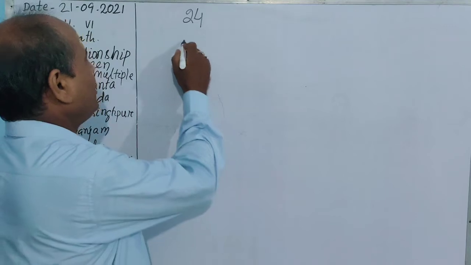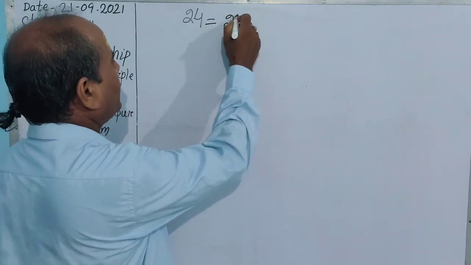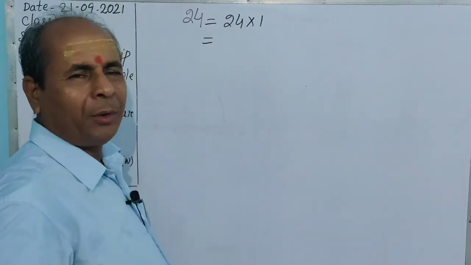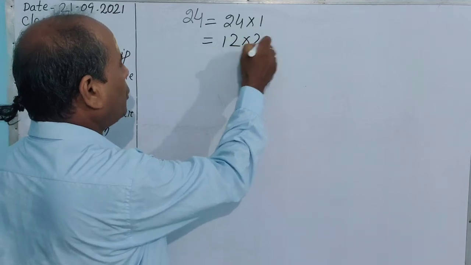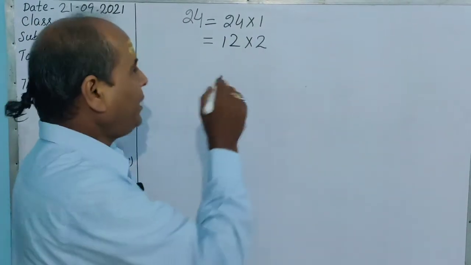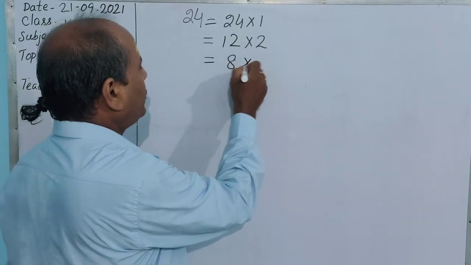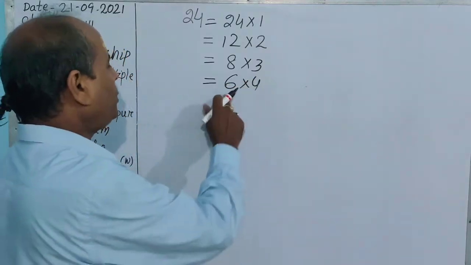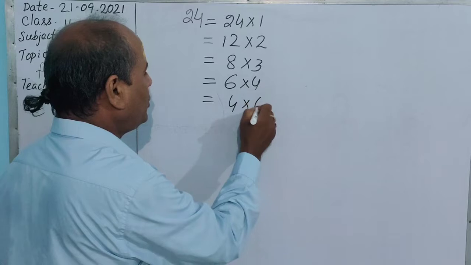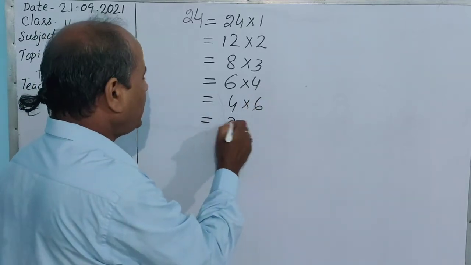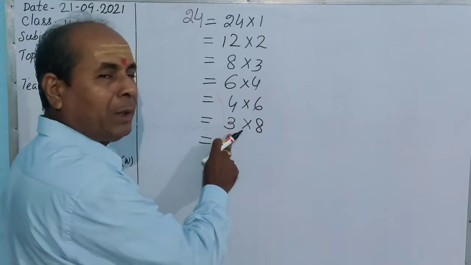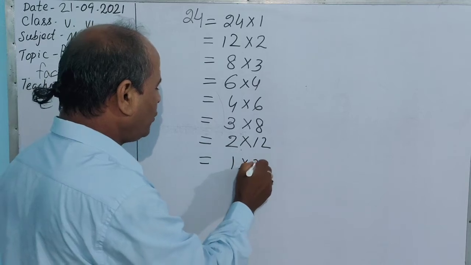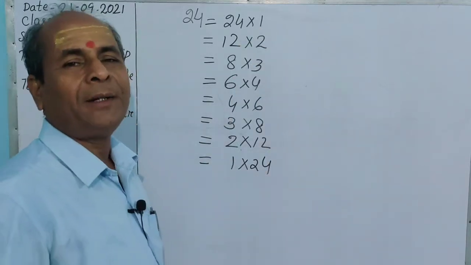So what do we write? 24 is equal to 24 cross 1. Next, how will we get 24? Just below 24, 12 is there: 12 cross 2. Again, we can say 8 cross 3, and 6 cross 4. Below 6, 4 cross 6. Below 4, 3 is there: 3 cross 8. Next, below 3, 2 is there: 2 cross 12. Below 2, 1 is there: 1 cross 24. So, these all are the factors of 24.